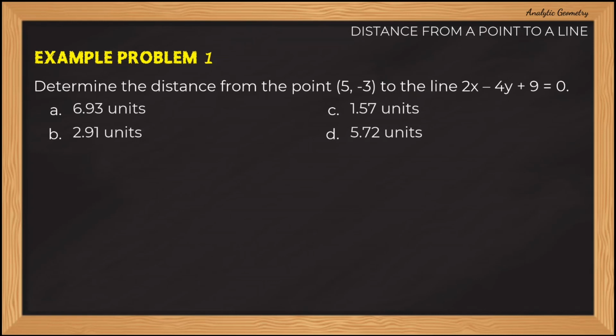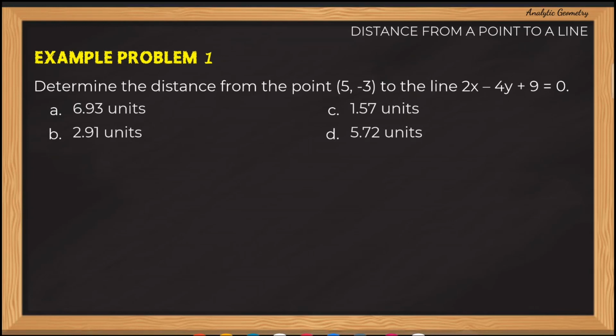So the problem is, determine the distance from the point 5, negative 3 to the line 2x minus 4y plus 9 equals 0. Okay, so given na yung mga choices: 6.93, 2.91, 1.57, and 5.72. So let us now solve this problem.